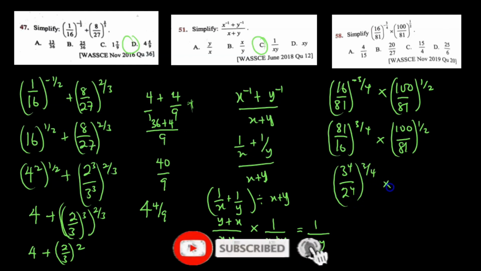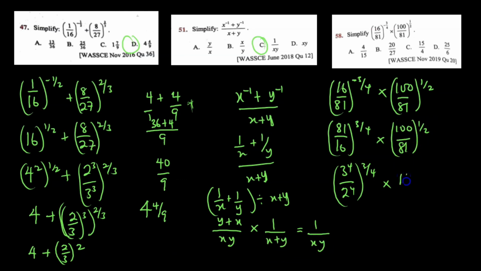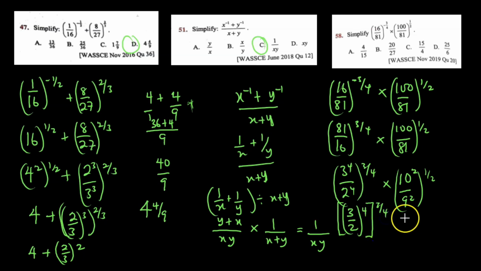Multiplying, looking at the power of half, 100 can be written as 10 to the power 2, divided by 81, which can also be written as 9 to the power 2, all raised to the power half. Now, having a common power, we can simplify by writing (3/2) all raised to the power 4. Then all must be raised to another power, which is 3/4, times (10/9) all raised to the power 2. Then we put it in square brackets, all raised to the power half.